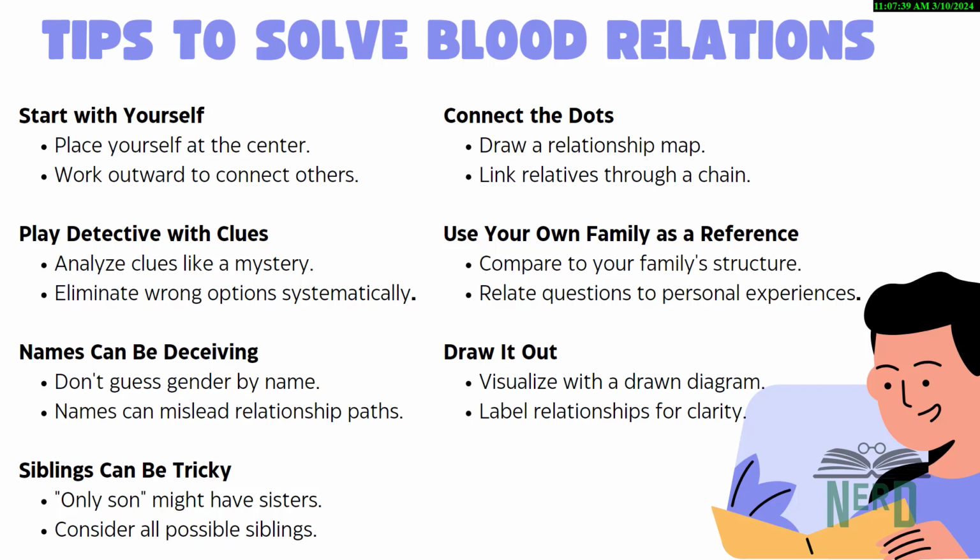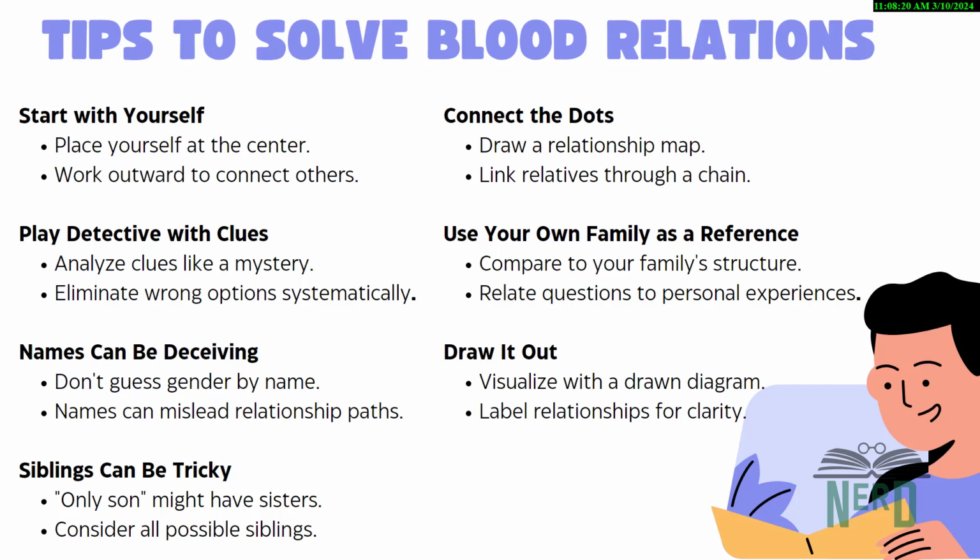So your goal is to figure out how two people at the reunion are related. To do this, you might have to go through a chain of relatives. Imagine drawing a map of relationships that starts with you and branches out to include aunts, uncles, cousins, until you connect the two people in question. Then tip 6 is use your own family as a reference. If you're stumped, think about how your family is structured. Relating the question to your own relatives can make it easier to understand. It's like comparing the confusing family reunion relations to your own family's holiday gathering.